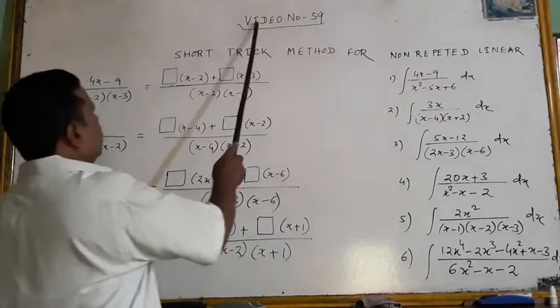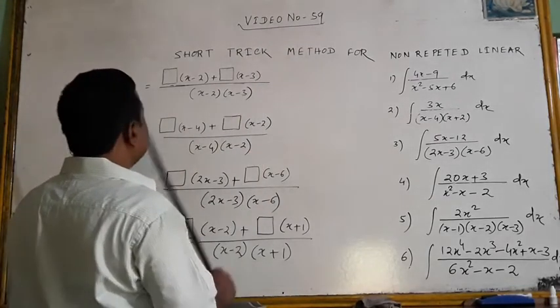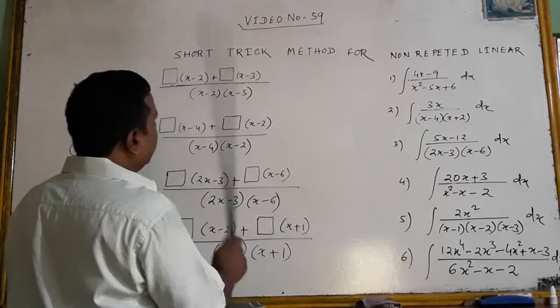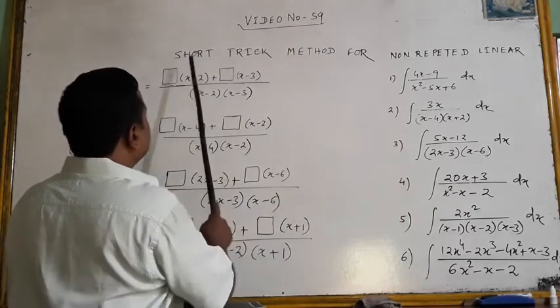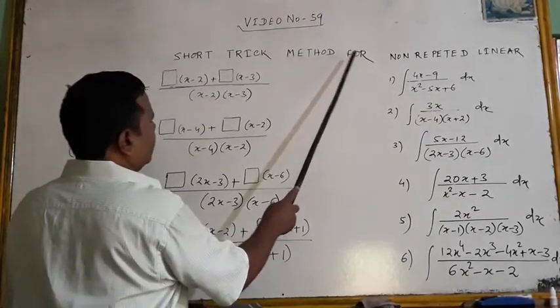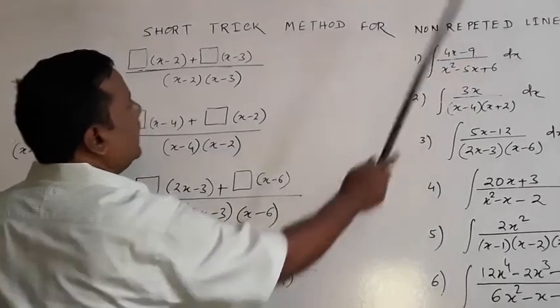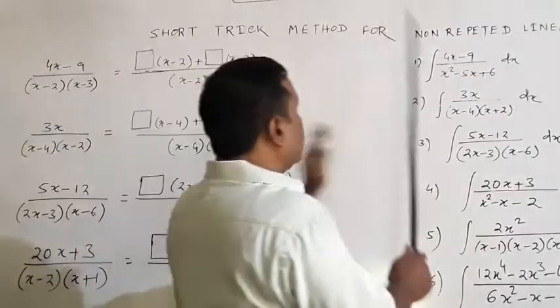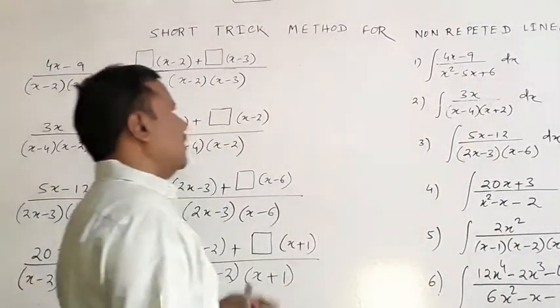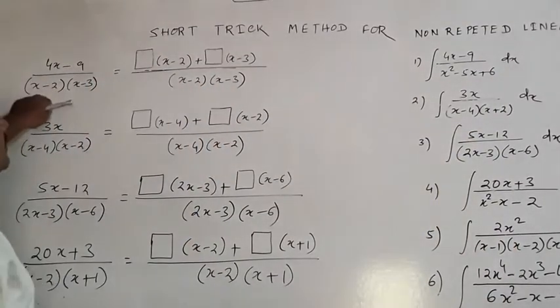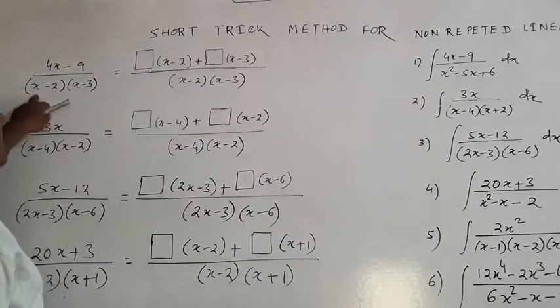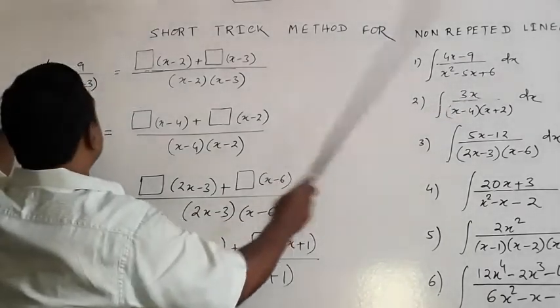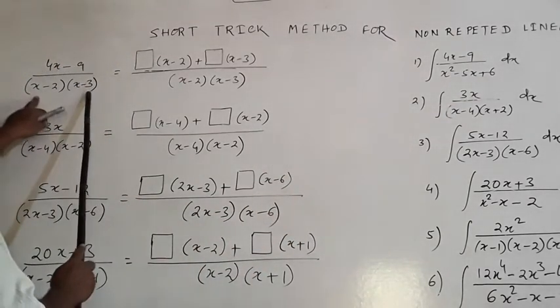This is video number 59 and this is the short trick method for video number 58. So I am writing the short trick method for non-repeated linear only. The short trick method is only for the cases of non-repeated linear. Look here. It is (4x minus 9) by (x square minus 5x plus 6). It is (x minus 2) into (x minus 3).